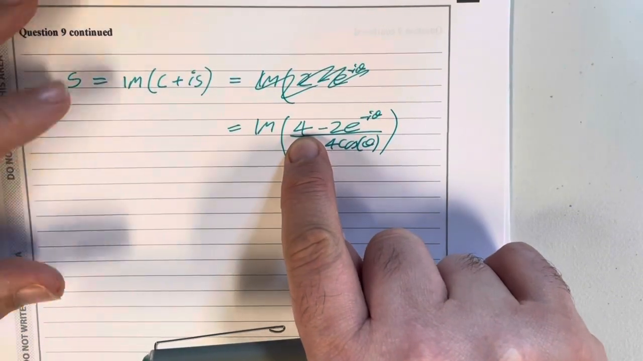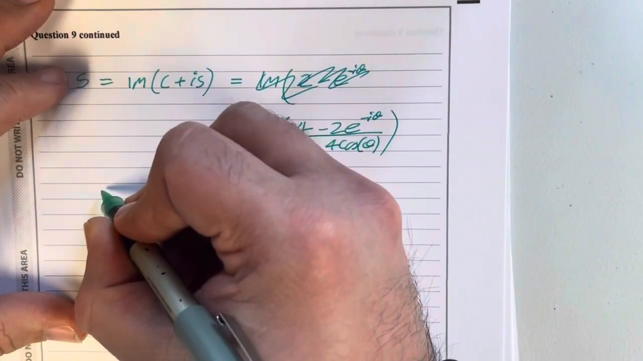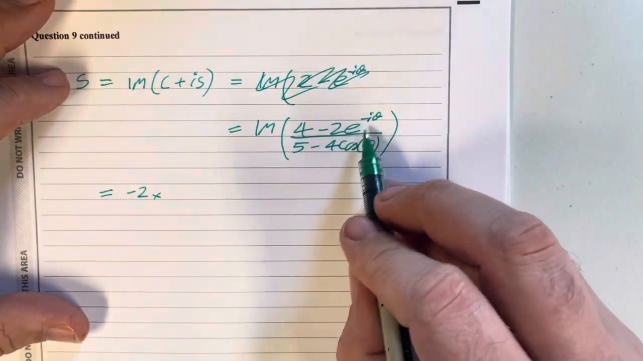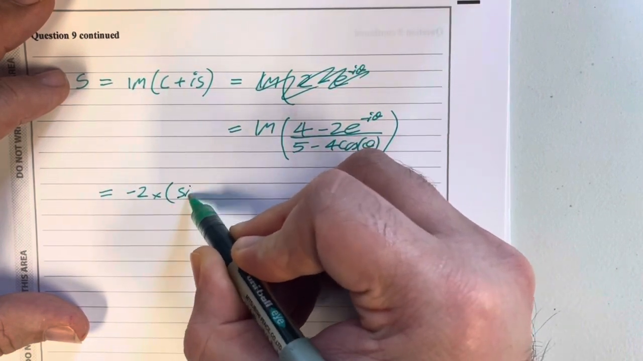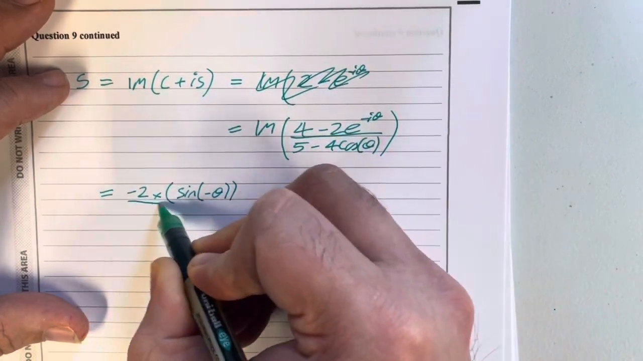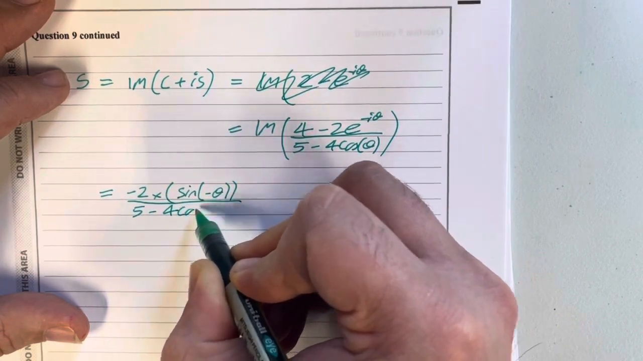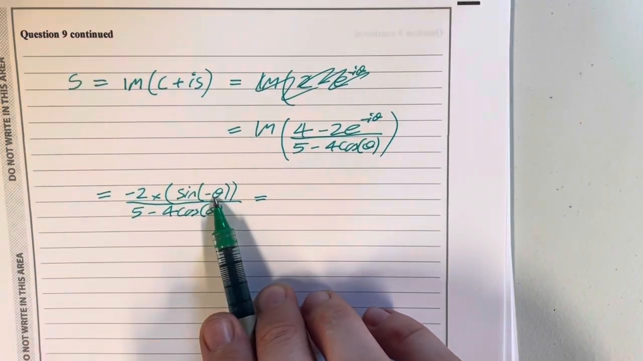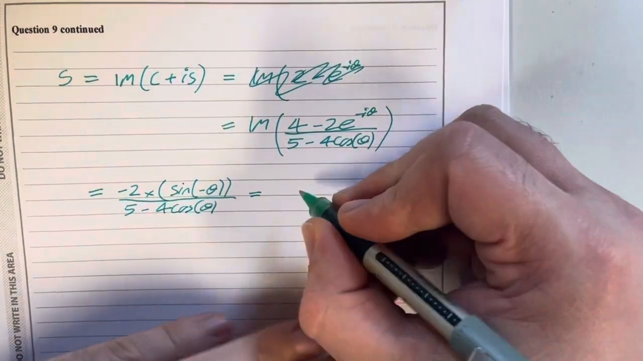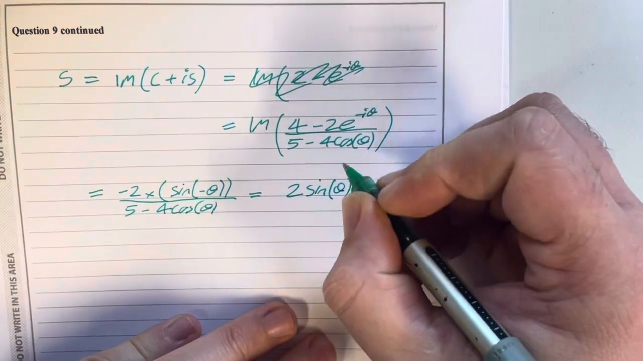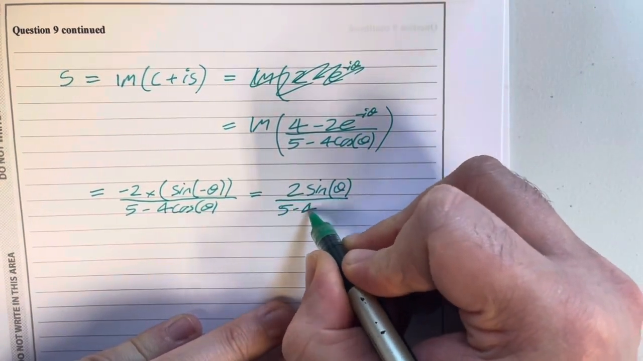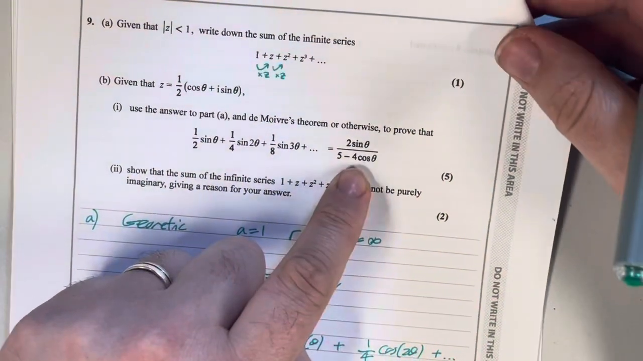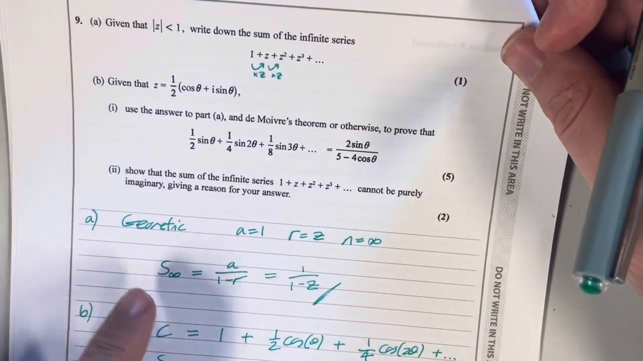That number 4 is real, so it's just the imaginary part of this, which is equal to minus 2 times the imaginary part, which is sine of minus theta, over 5 minus 4 cos of theta. Sine of minus theta is minus sine of theta, times by minus 2, we'll get 2 sine of theta divided by 5 minus 4 cos of theta. I believe that is what it wants. Yeah, 2 sine of theta divided by 5 minus 4 cos theta.